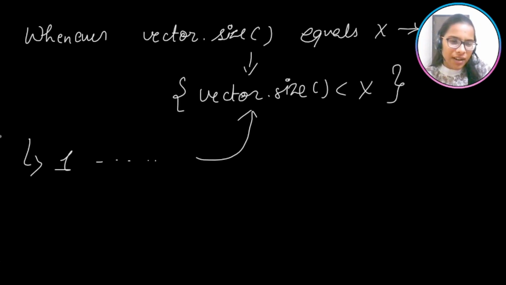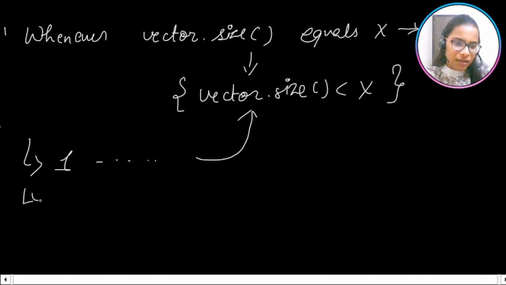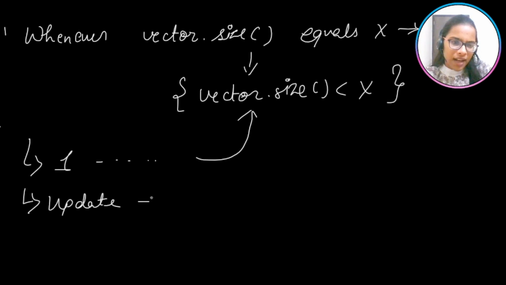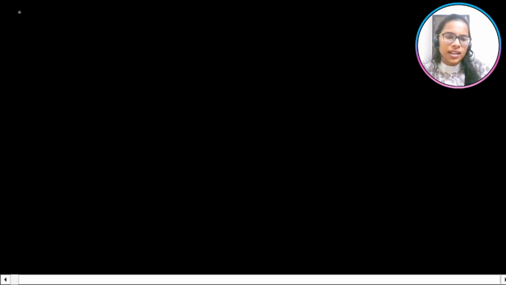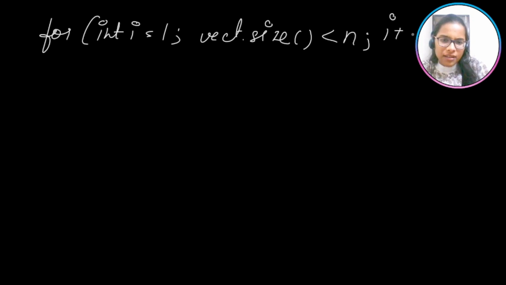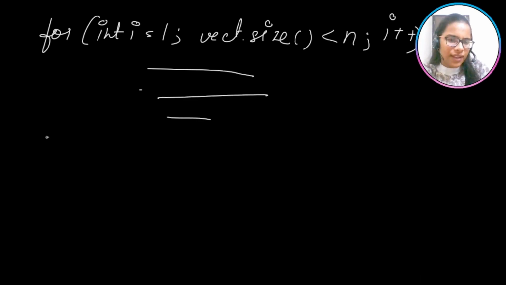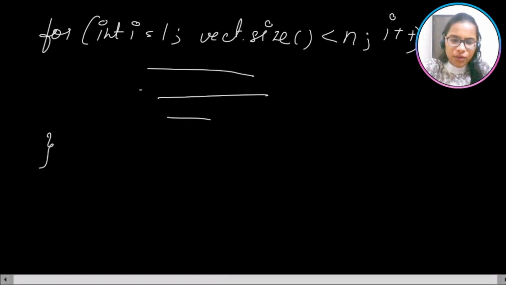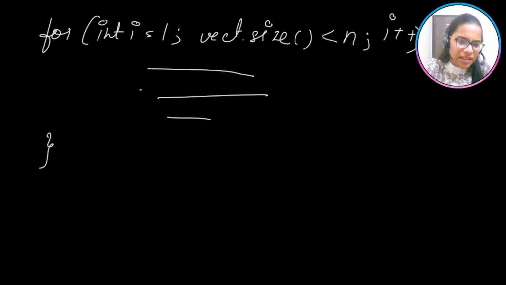And how are we going to update our number? For updating our number, we'll have i plus plus. So let us see. We'll have a for loop for int i equal to 1, then vector dot size less than n, and then we will just add it over here. We can have an if condition: if number mod 4 is not equal to 0, then only we need to add it, and so on, and then we can just close the loop. So this is how we are going to do it. Let us move to Codestudio and practice it actually.